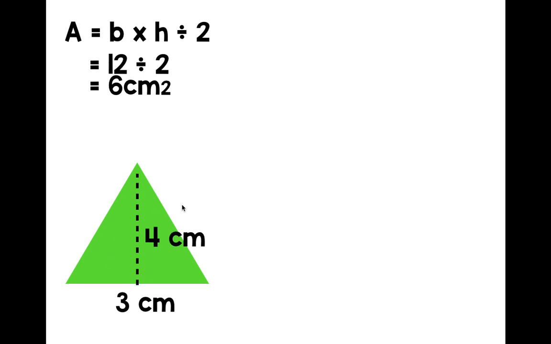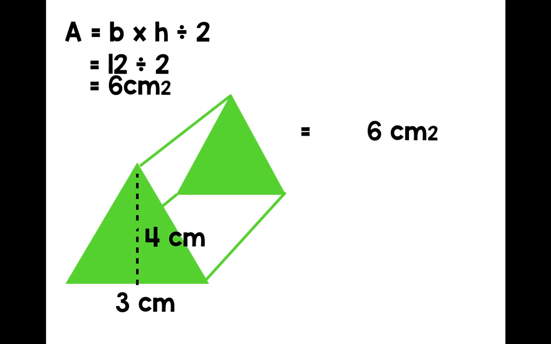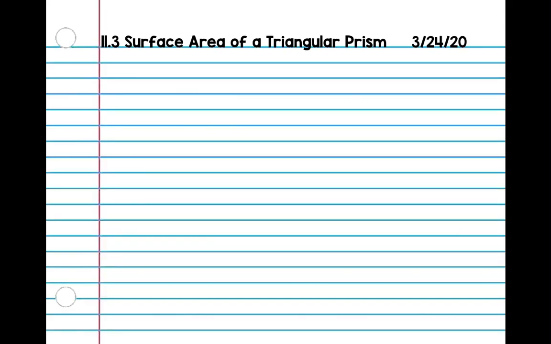So that's one triangle. Now, in a triangular prism, you have the same exact one. So I'm just going to do 6 times 2, which equals 12. So with these two triangles added together, it equals 12, right? So what we're doing is we're just skipping a step. We're not going to go base times height divided by 2 times 2 equals 12. We're just going to go base times height, which equals 12. All right, does that make sense? So when we go back to our formula, you just have to remember it's base times height, and that includes both triangles.